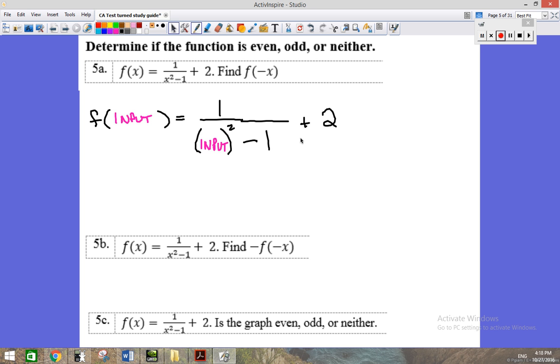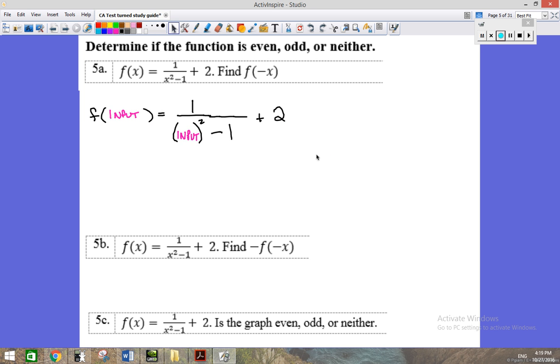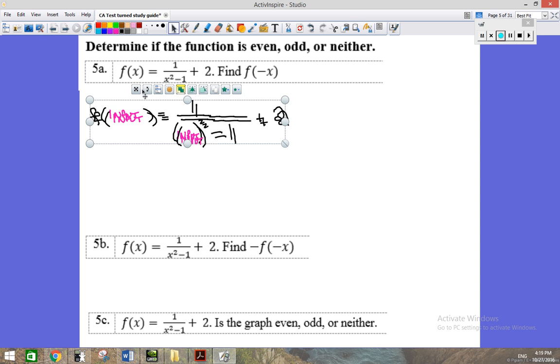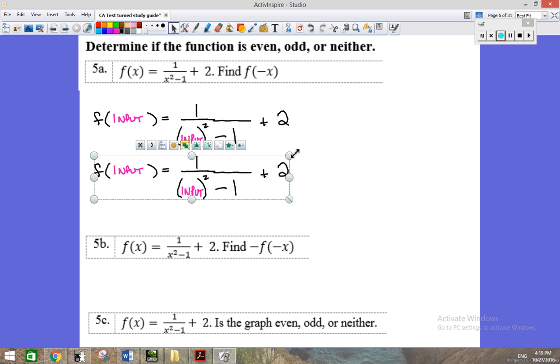All right. Now, what they're asking us to do is to have the input be the opposite of x. So, if the input is the opposite of x, everywhere we had the input, which originally was x, we write the opposite of x.